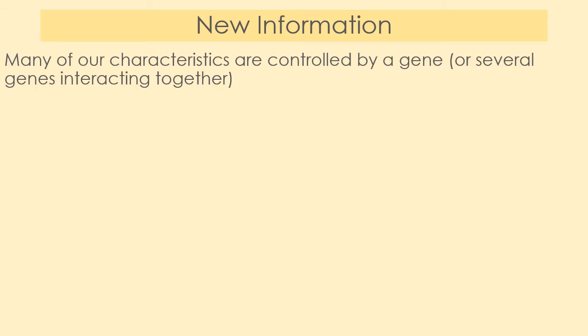So some new information for us. Many of our characteristics are controlled by a gene, or several genes interacting together. For example, our hair colour, eye colour, blood group, various other things as well. In animals, different characteristics are controlled by genes that are passed on and inherited. And we know that a gene is a part of a chromosome, and the genes code for proteins, which are made through protein synthesis at the ribosomes.